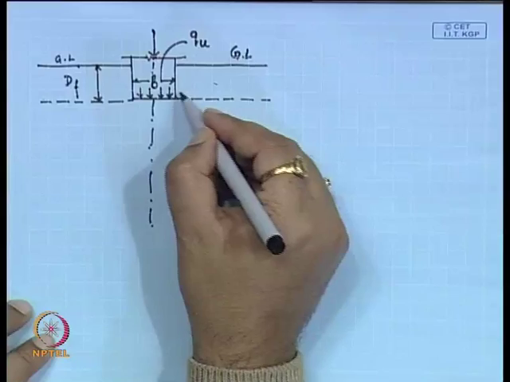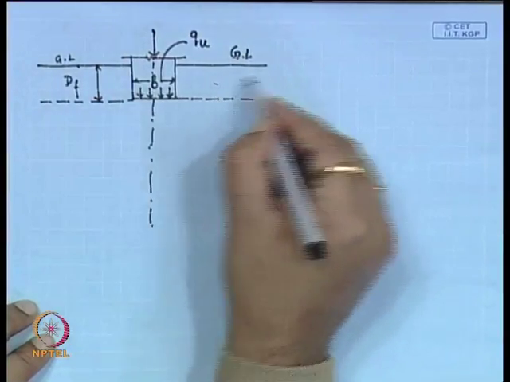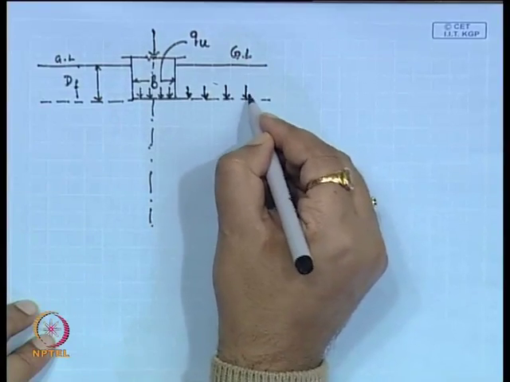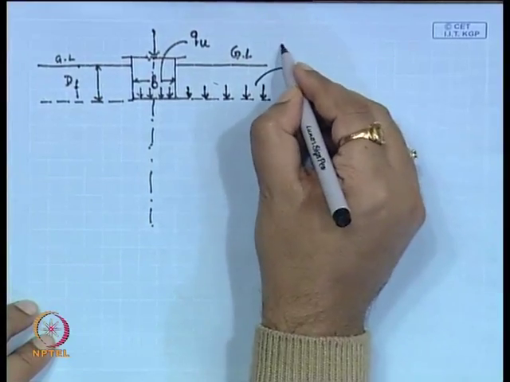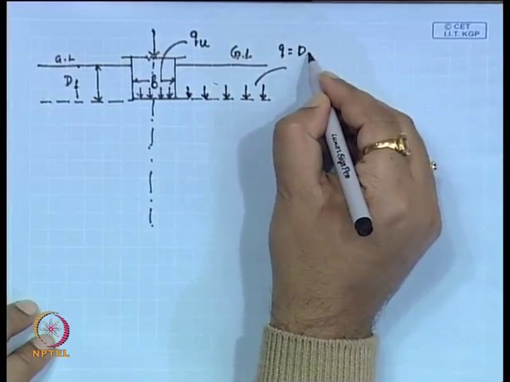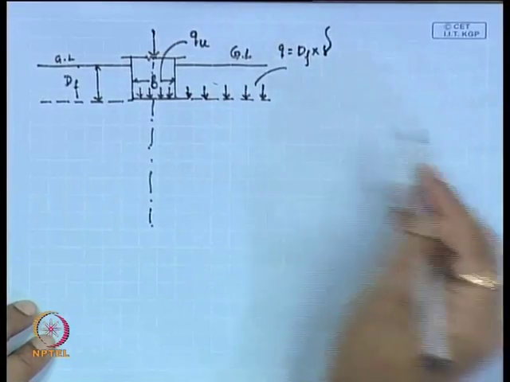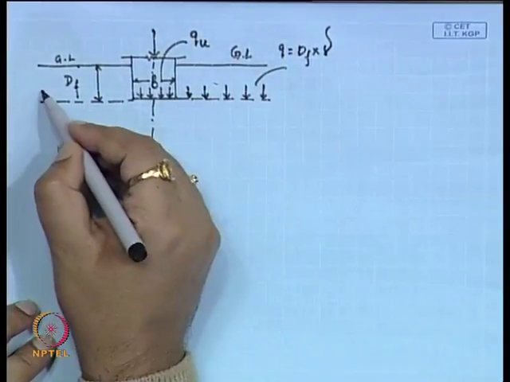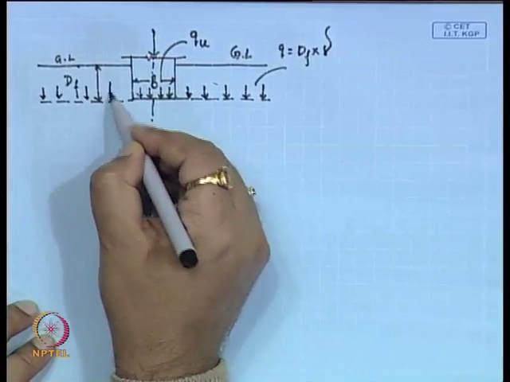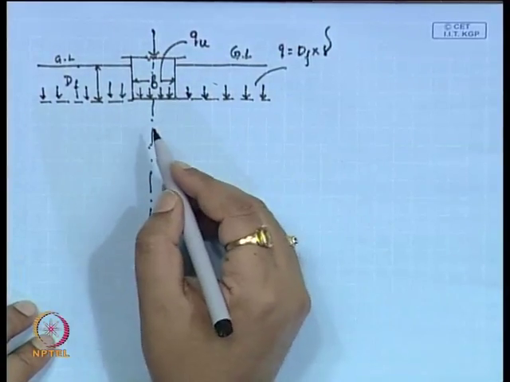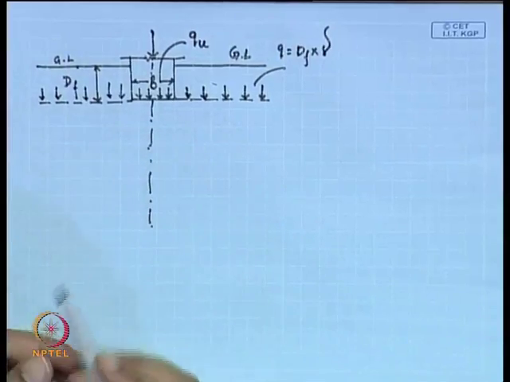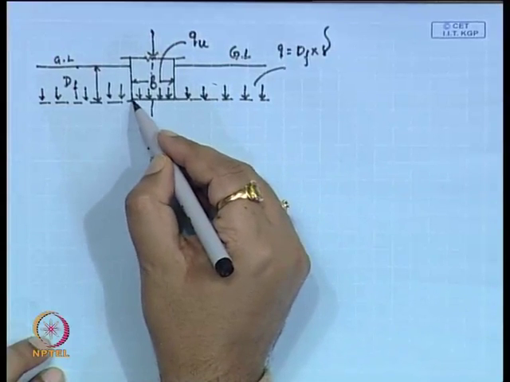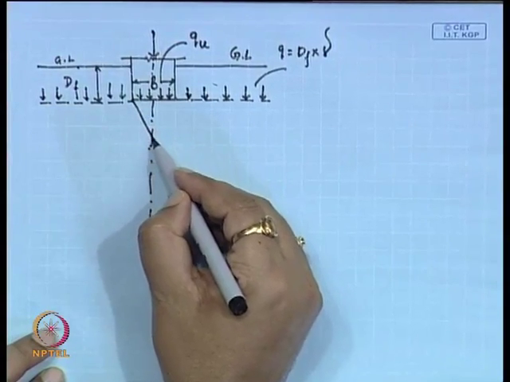In place of that, it is assumed that the total pressure acting at the base of the foundation will be equal to q, that is gamma Df, where Df is the depth of foundation and gamma is the unit weight of the soil. That is the pressure acting at the foundation base level. Now, if I draw the failure surface that is assumed for this analysis, a general shear failure, this is a triangular portion.